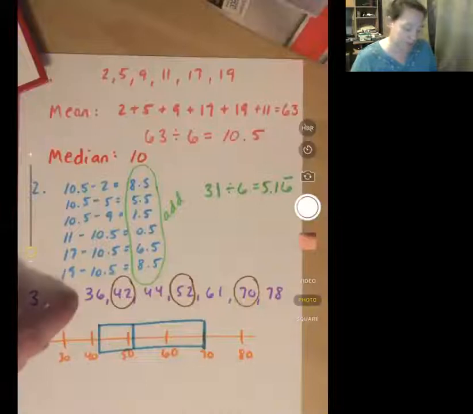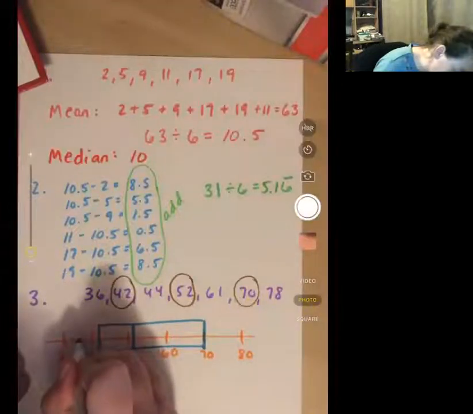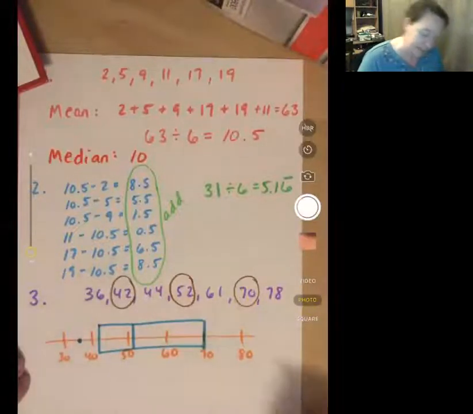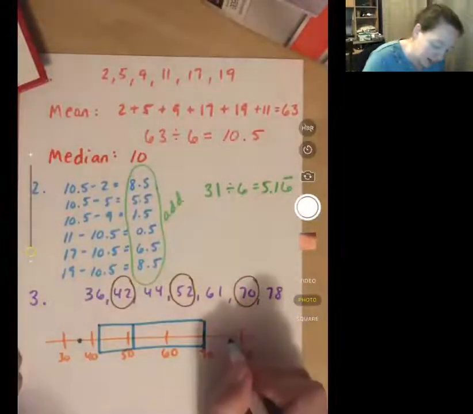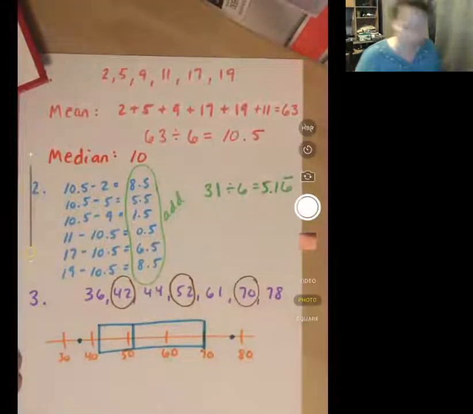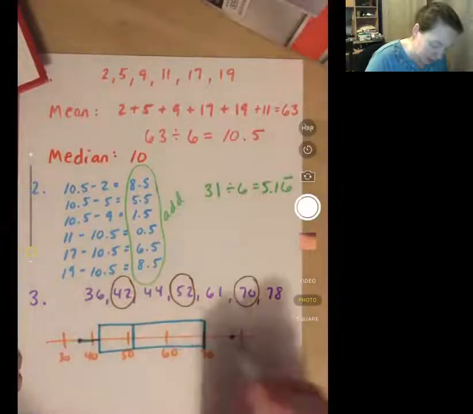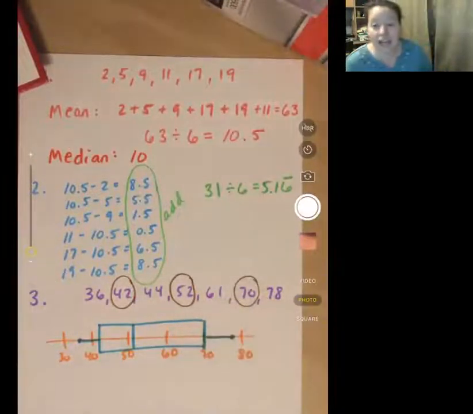My lowest number is a 36, which is going to be around here. My highest number is 78, which is going to be around here. Then I'm going to connect those dots in with lines. And now I have my box and whisker plot for that.